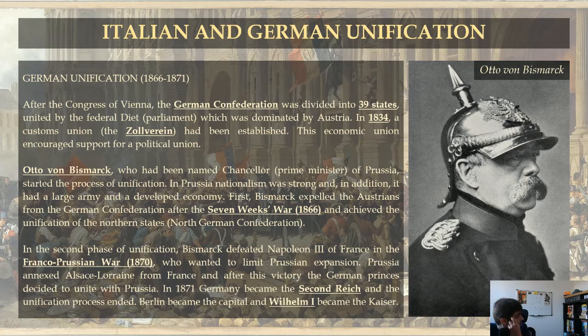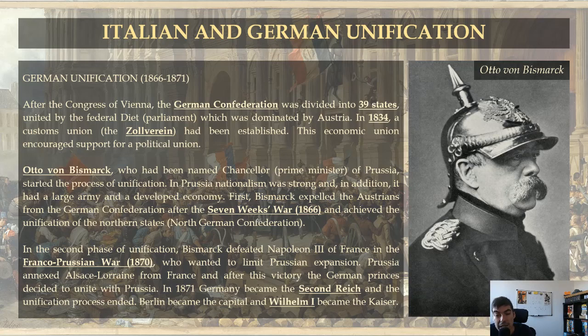And there was a main character in this unification, Otto von Bismarck, this guy over here, who was named Chancellor, the equivalent to the office of Prime Minister of Prussia, and Prussia was the kingdom that started the process of unification. Why? Because the nationalism of Prussia was really strong and they had a very powerful army.